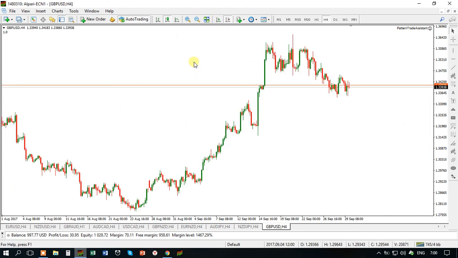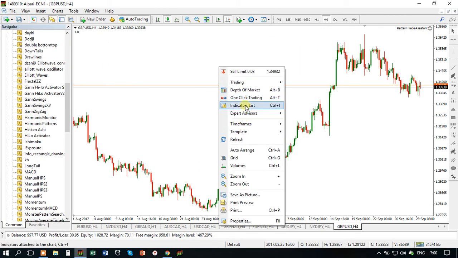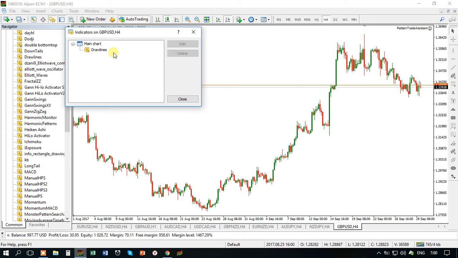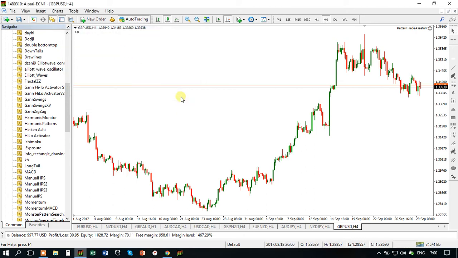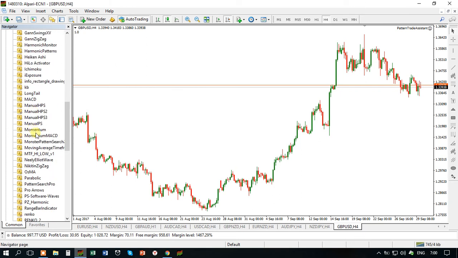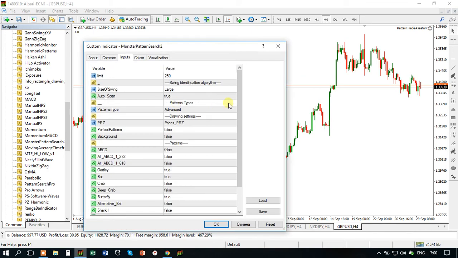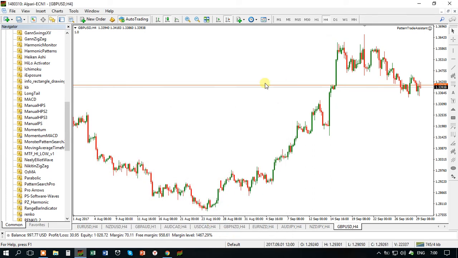Okay, let's start. Now, what is the monster pattern search? Let me delete all the indicators so you won't be confused. The monster pattern search is not a script anymore, and I call it Monster Pattern Search 2. Within these settings, you can first switch the automatic scanner on or off. Let's have it true, and you will see this.